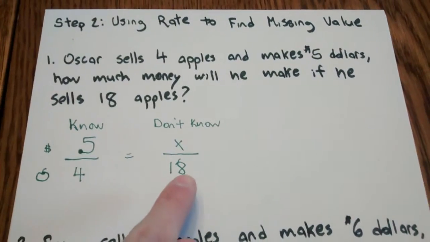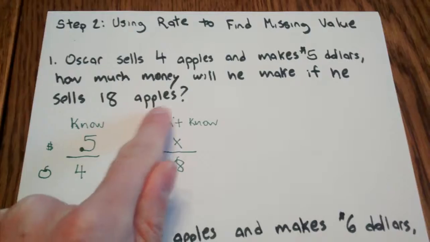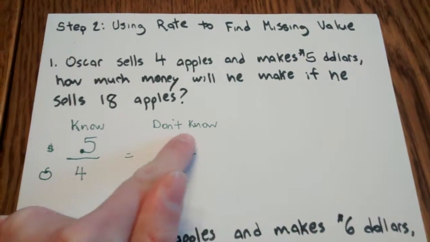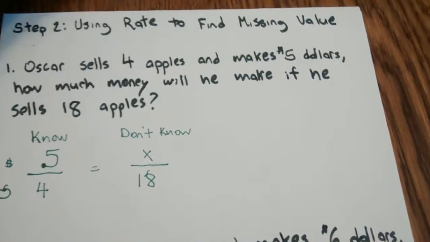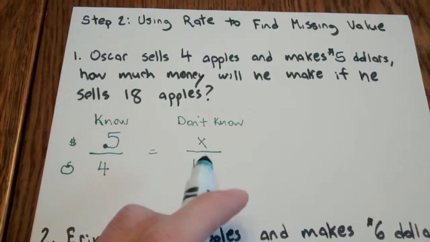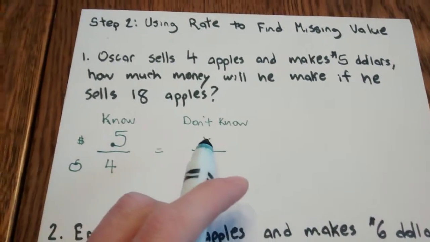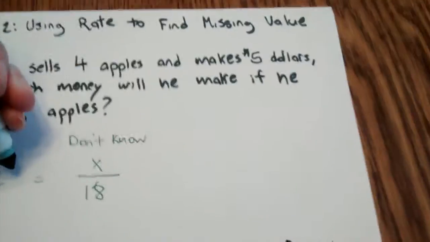And over here, what I don't know. I do know how many apples we're looking for, 18 apples, but I don't know how much money that would get him. So I made this nice little table, and here's what you do. You find the value that you don't know, you're looking for x, and you go across. That will be your starting point.